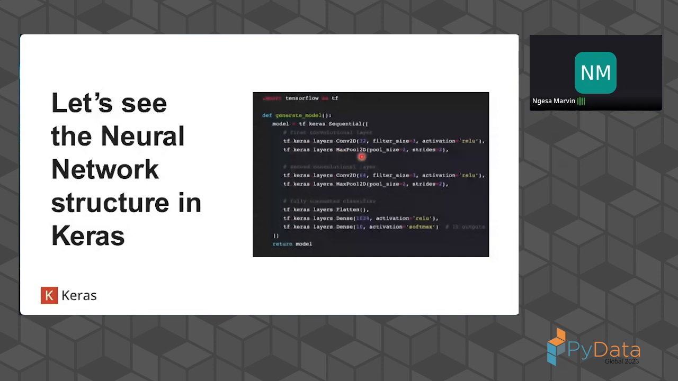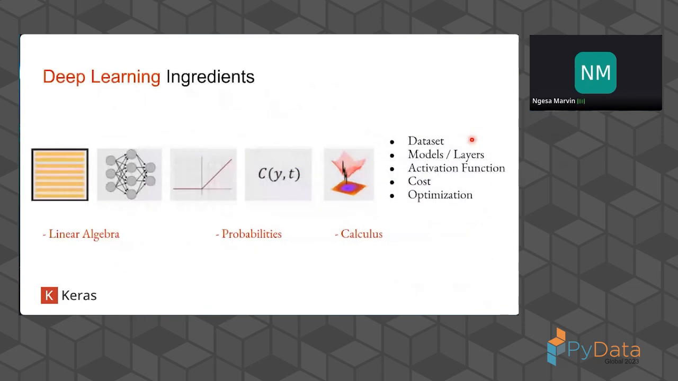You can now define the pool size, maybe 2 by 2, and then the stride. Here we have the filter, and you can also define an activation function here. You have ReLU. There are also a bunch of other activation functions that you can use for this particular model. So yeah, these are some of the key ingredients for deep learning.